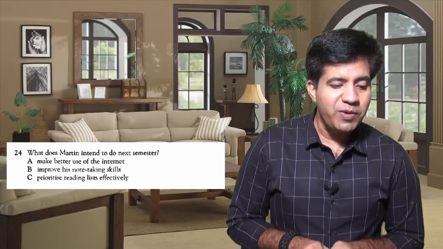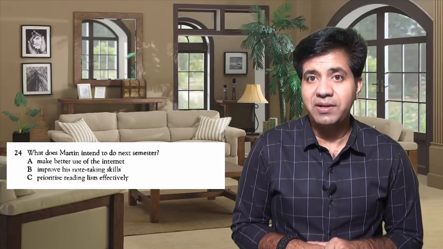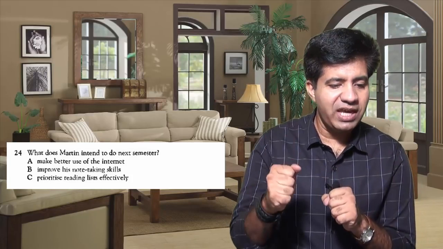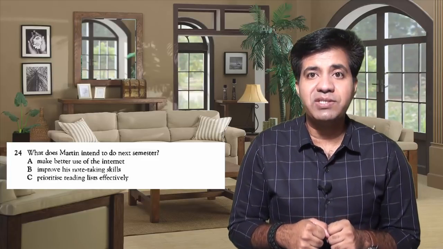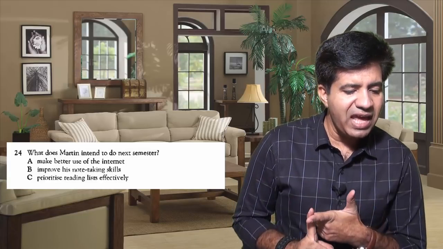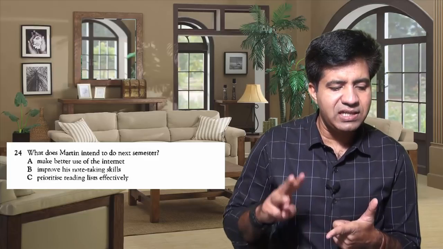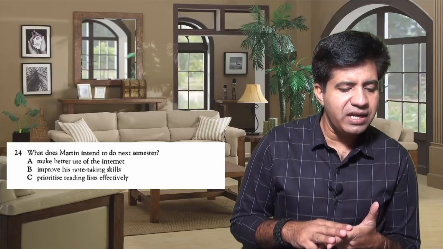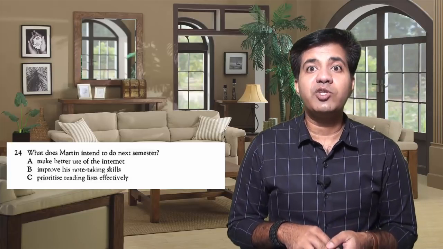Let's go on. Question number 24. What does Martin intend to do next semester? Right, we talked about Kate, we talked about Martin now. So what does Martin intend to do in the next semester? Three options. A, make better use of the internet. B, improve his note-taking skills. C, prioritize reading lists effectively. All right. So what's your answer?